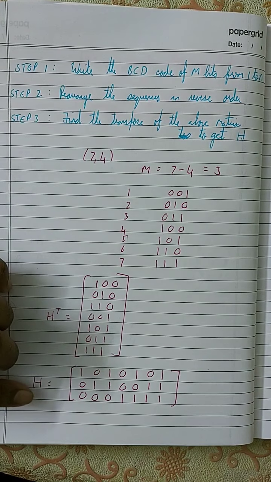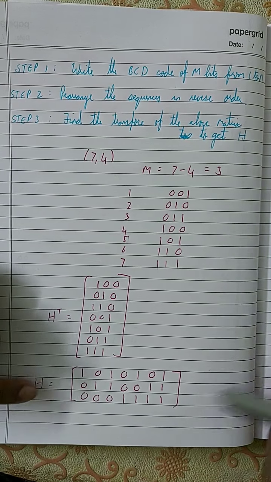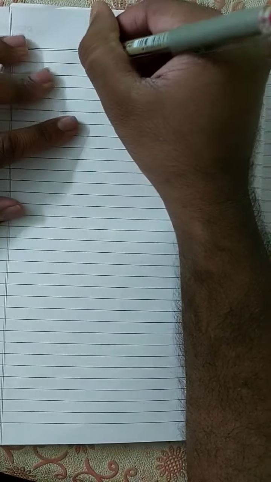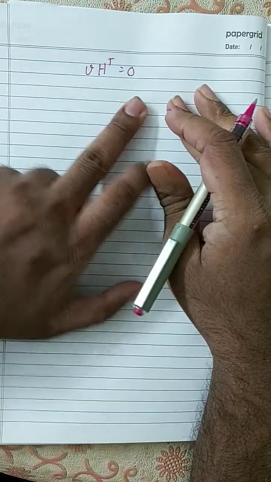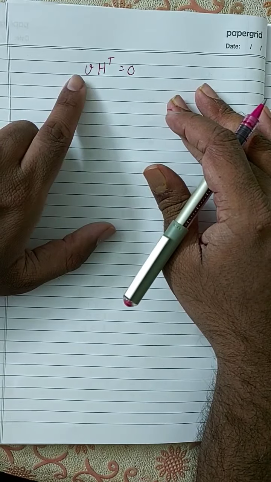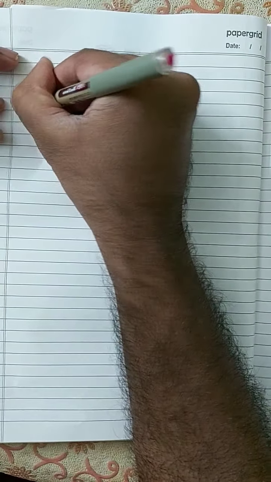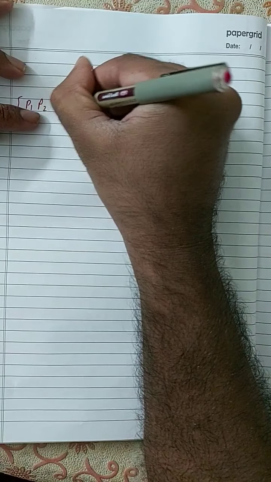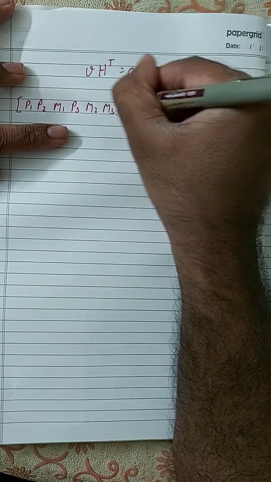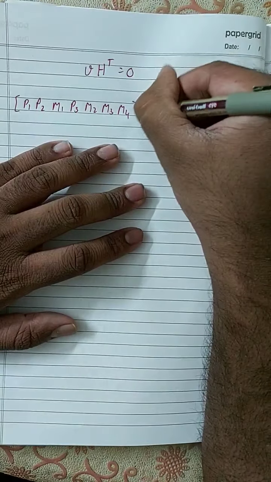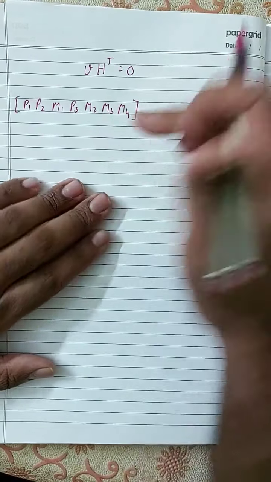Okay. So we all know what is the H matrix, right? We all know what is H transpose. You already know this equation, that VH transpose is equal to 0. So this is a non-systematic code word. Non-systematic means, how does this look like? P1, P2, M1, P3, M2, M3, M4. Okay. So this is the code word. This is the 7-bit non-systematic code word.